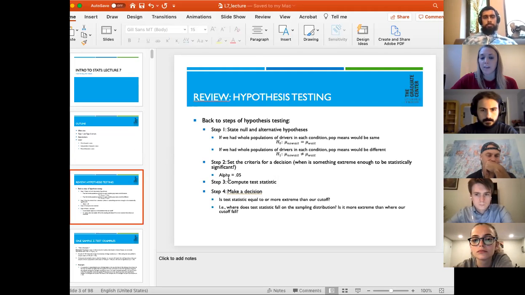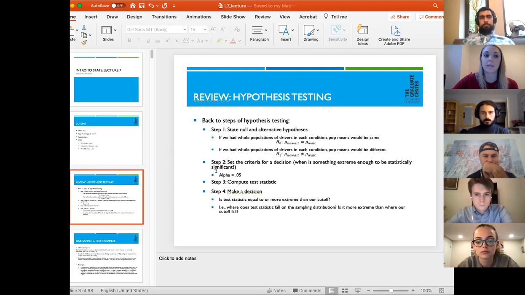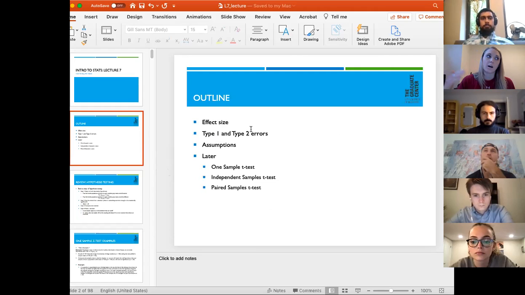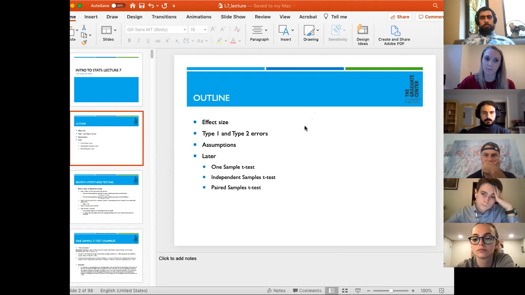What's going to change from here on out is what the test statistic is that you're computing, because different experimental designs require different types of statistical tests. The other thing that we're going to add is effect size. We didn't quite get to this in our last class, but after you've done a hypothesis test, if you have a significant finding and you've rejected the null, you're saying you have an effect. How big is that effect? That's the follow-up step after you've made your decision to reject or fail to reject the null.